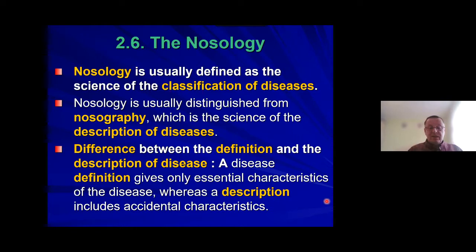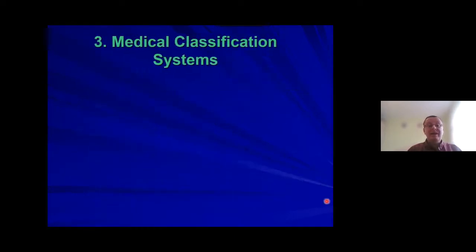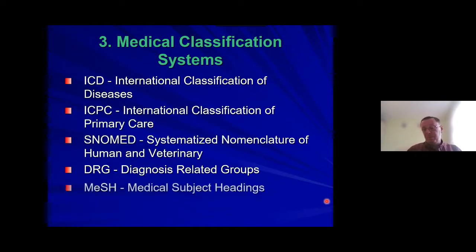Here is the difference between definition and description. A disease definition gives only the essential characteristics of the disease. A description includes accidental characteristics, so what this is and why it happened, for example. It's actually important to use the proper term in the proper condition with the proper meaning. So I'm sometimes very strict with the usage of terms and ask students about their proper usage.